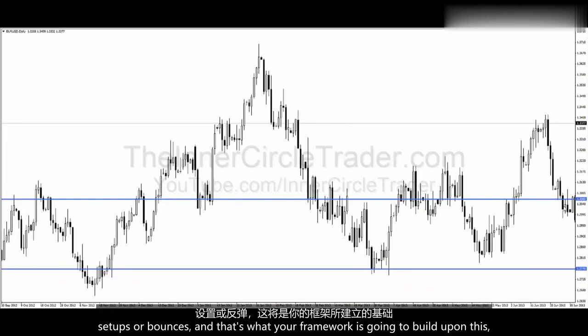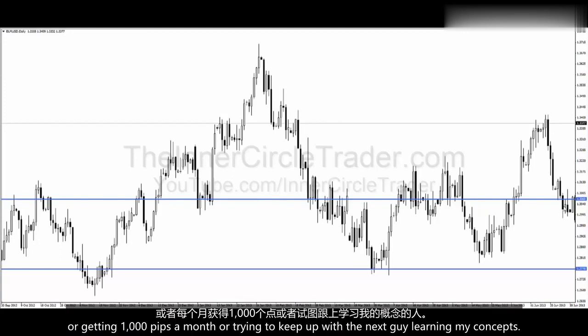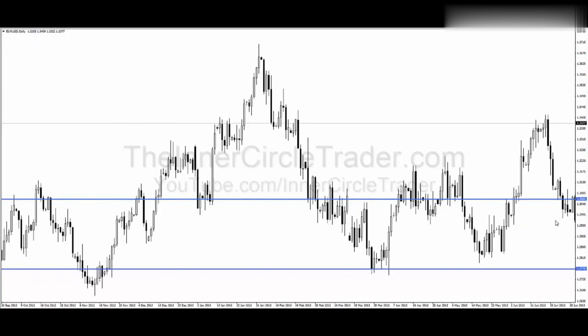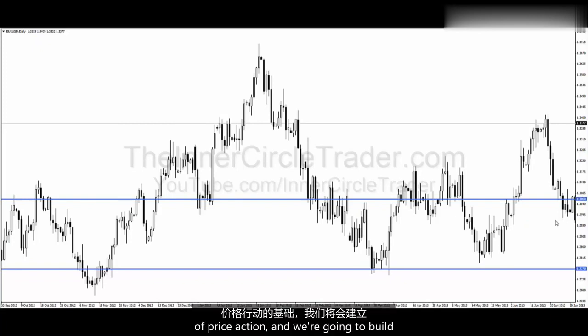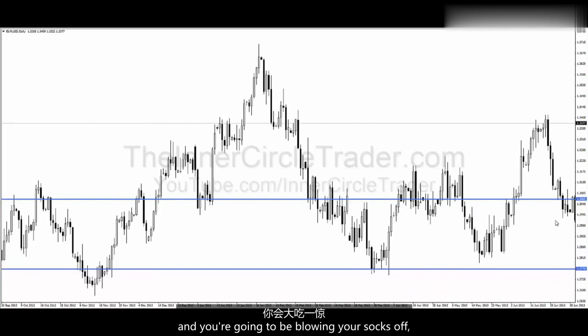setups or bounces, and that's what your framework is going to build upon. It's not about getting the weekly high and riding it all the way to Friday, or the weekly low and riding it all the way to Friday, or getting 1,000 pips a month, or trying to keep up with the next guy learning my concepts. That is not what you're trying to do in the beginning. What you're trying to do is build a fundamental base of price action, and we're going to build and expound on that each episode. And I promise by the end of the 8th episode, you're going to have a wicked understanding of price action, and you're going to be blowing your socks off.